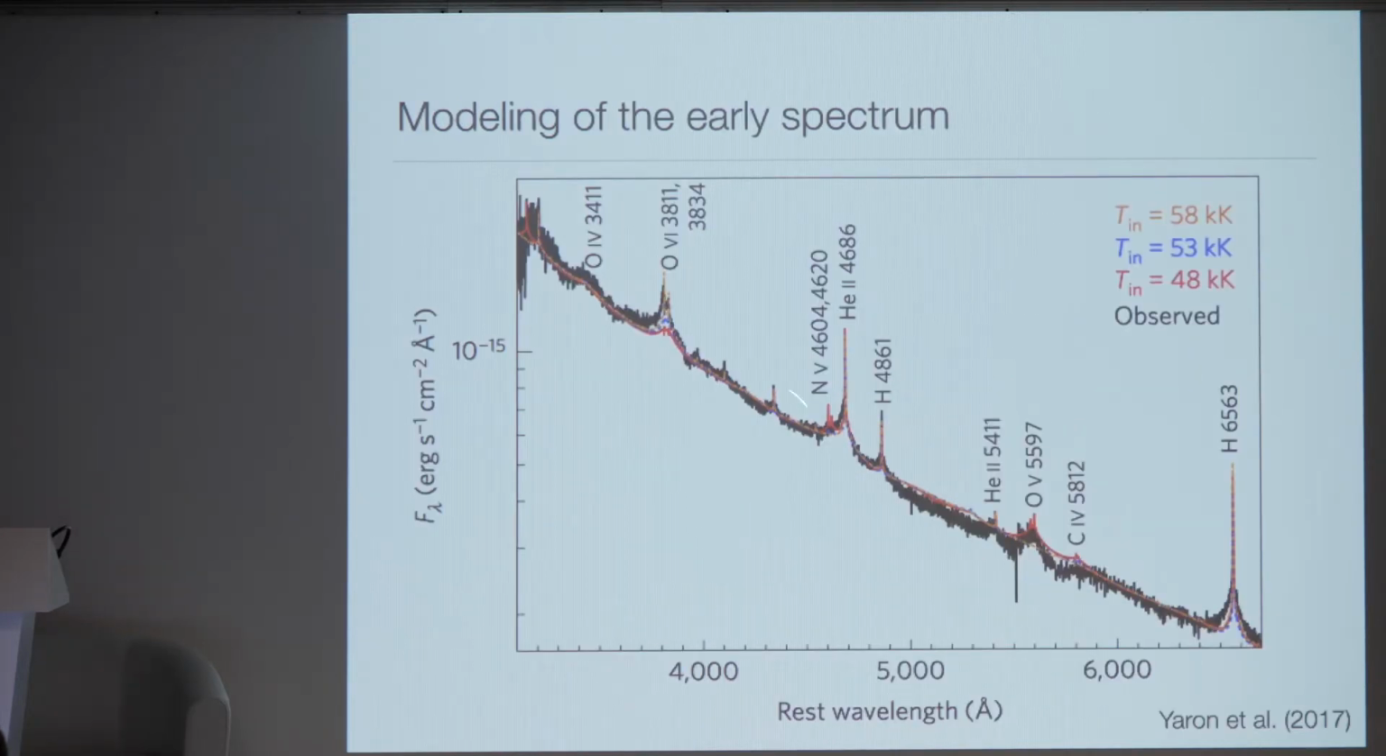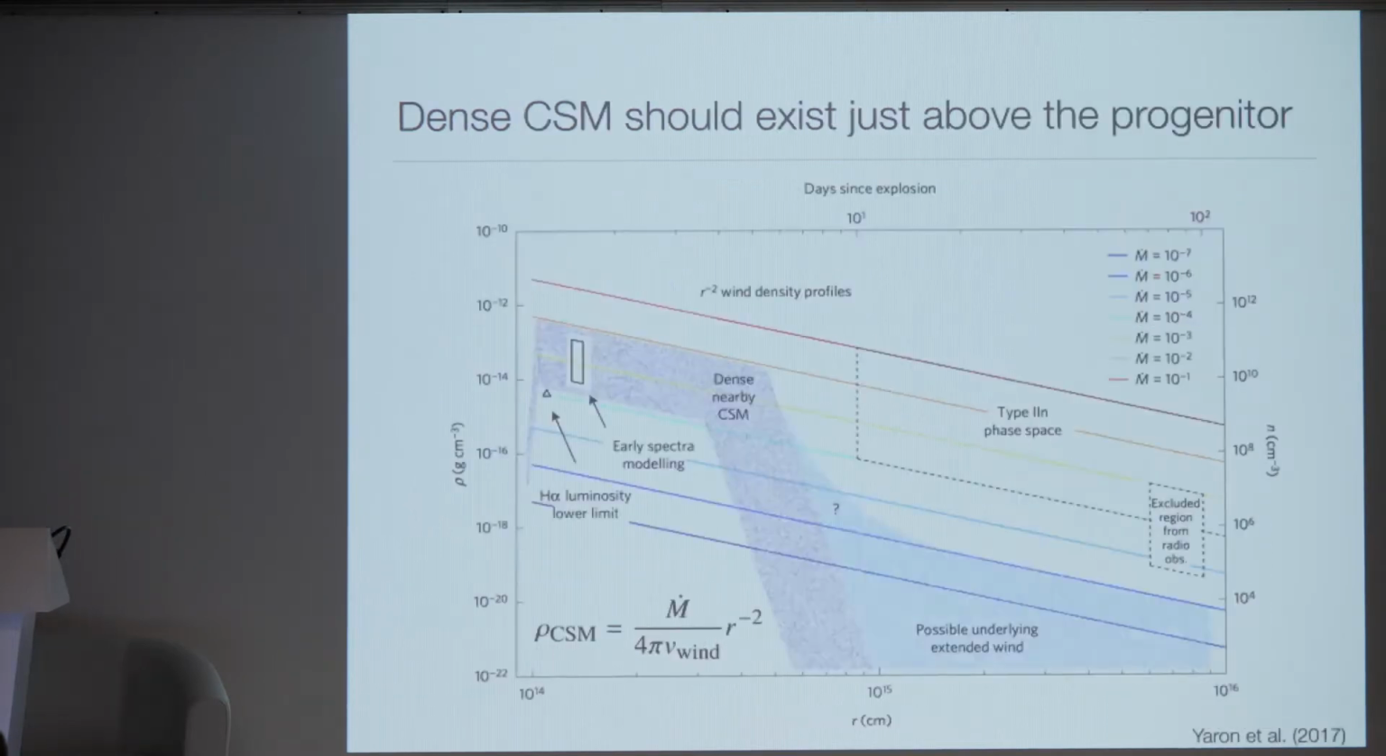And this is the earliest spectra they got, and they modeled this spectra and estimated the density required to explain these narrow lines and so on. And this was the density structure they estimated. So this is radius, and this is the density. And from the early spectra, they found the density should be around there.